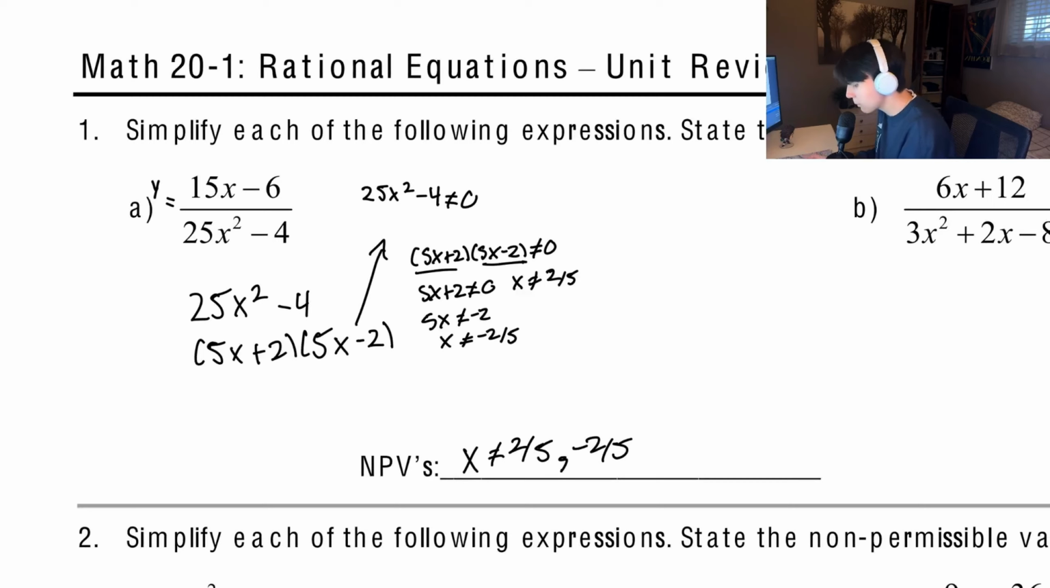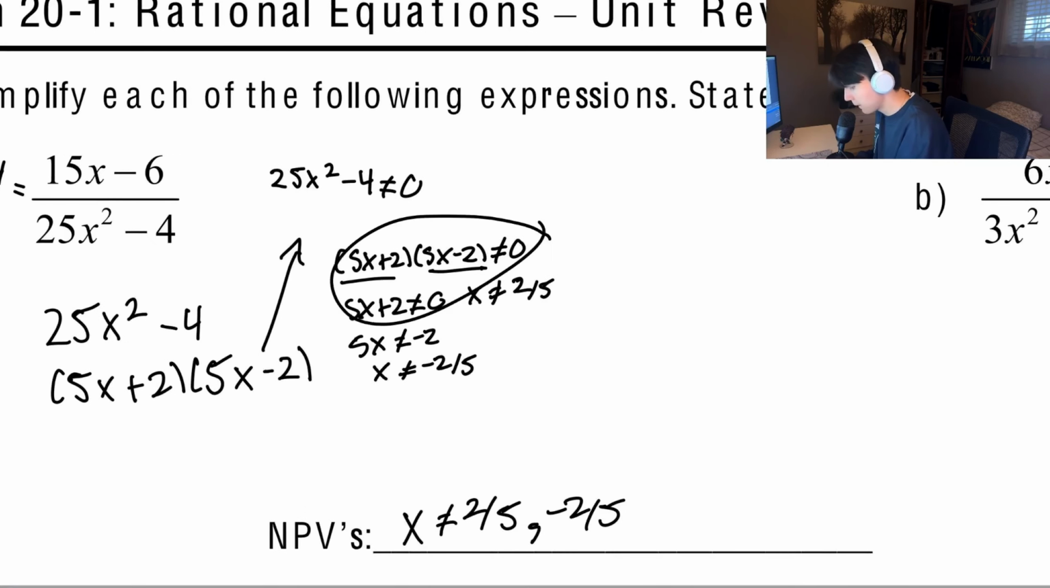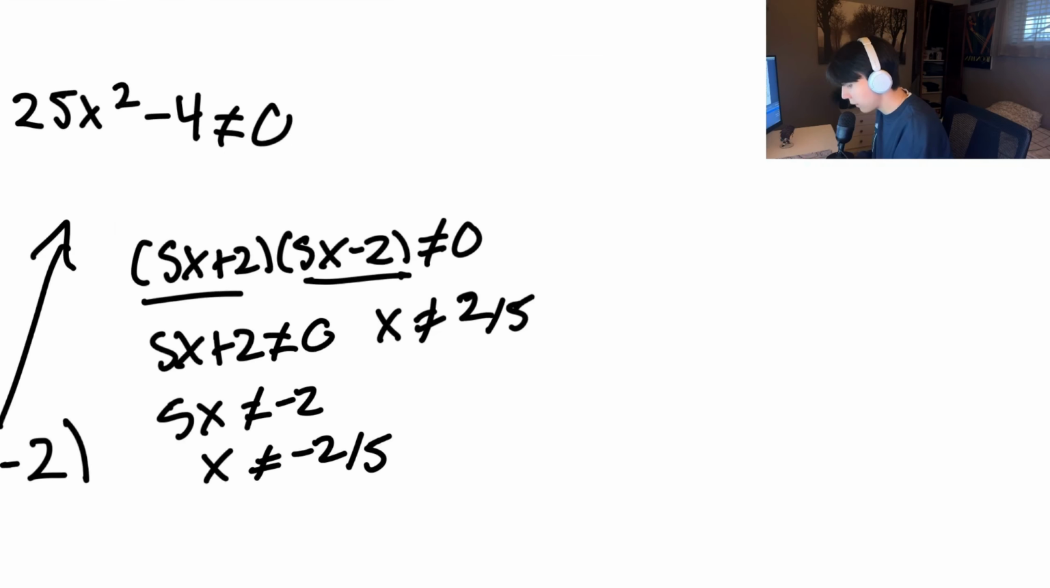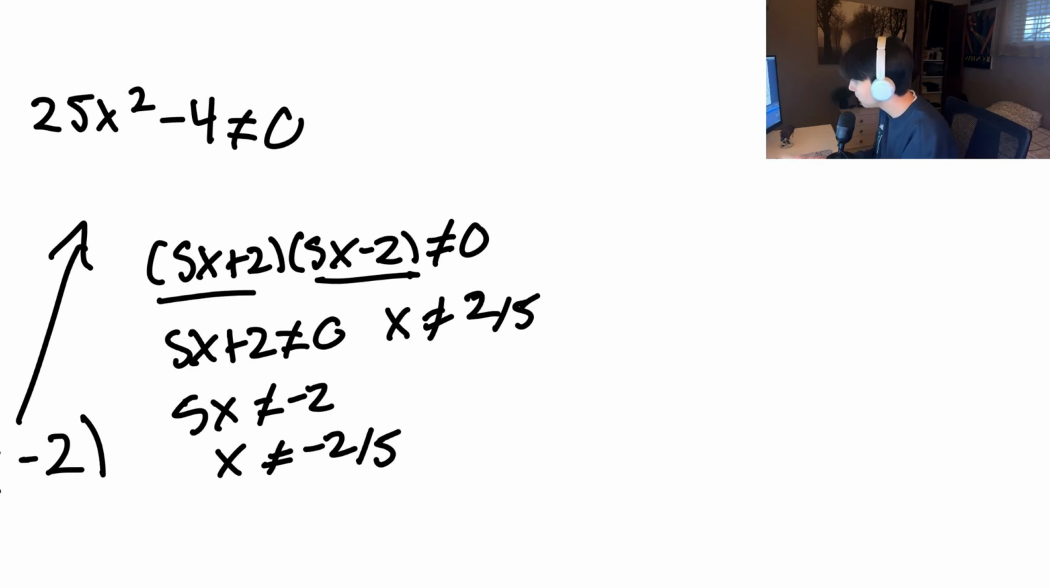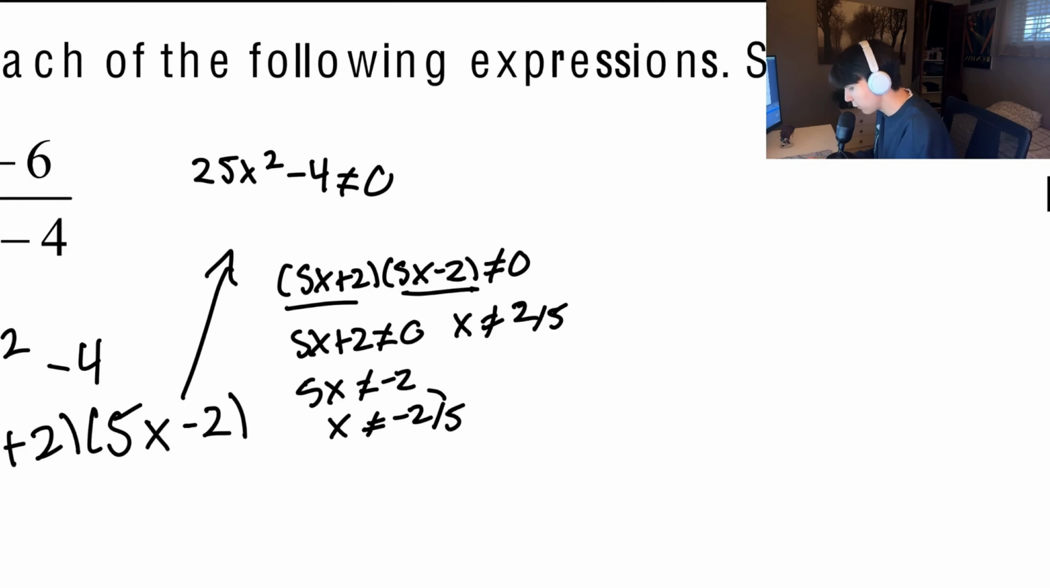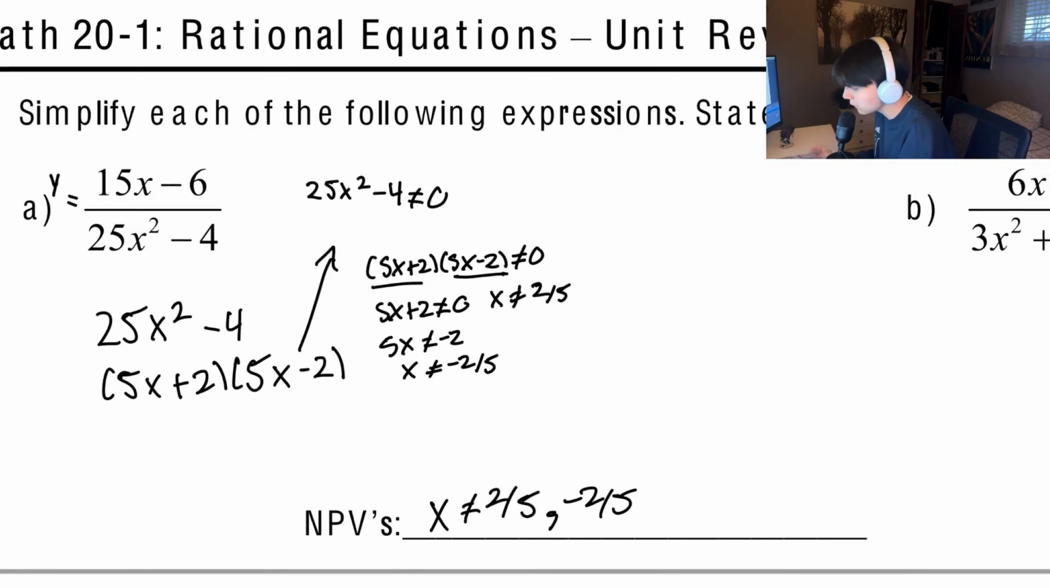We're just going to pretend like we're solving for x here. But instead of having it equal to 0, which is our root, we're going to have it not equal to 0, because we don't want our denominator to be 0. So these are the values which will make it 0, which is what we don't want. So that's why it's our NPV.